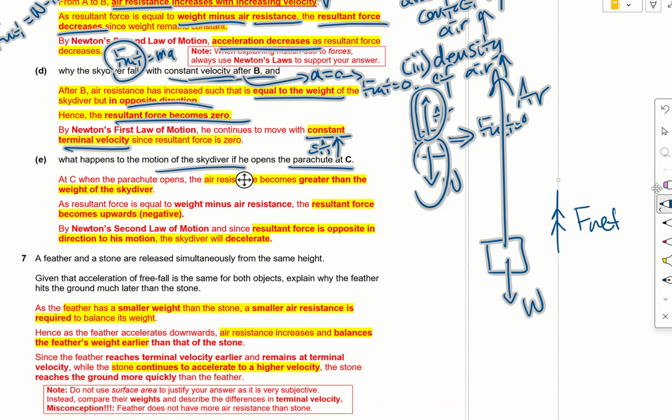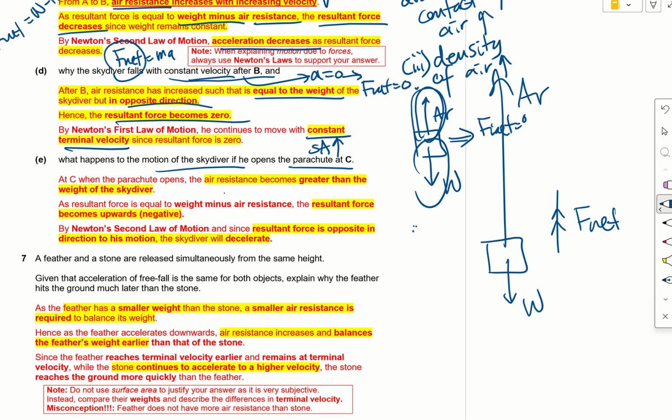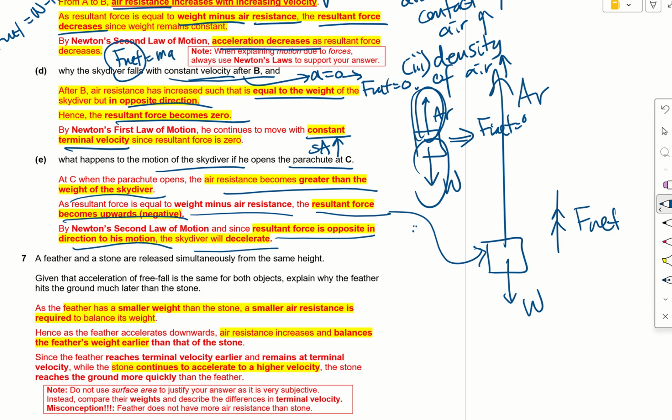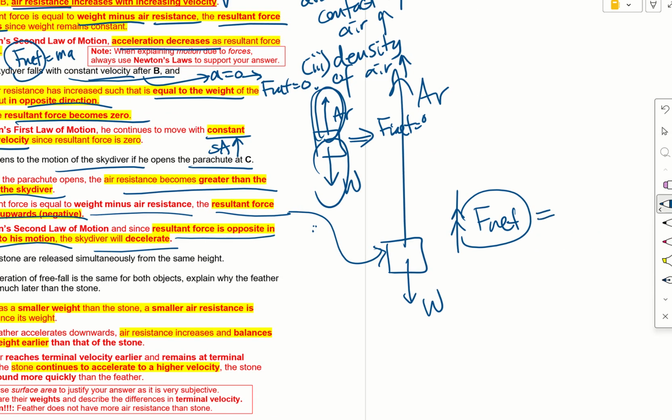Okay, so when he opens the parachute, the air resistance becomes greater than the weight. The resultant force is now equal to air resistance minus weight, and the resultant force becomes upwards. So this is shown in my free body diagram. And therefore, if there is a resultant force opposite in direction to his motion, he will decelerate, right? Because now there's F net. If there's F net, there is acceleration. But because it is opposite to his motion, he will decelerate.